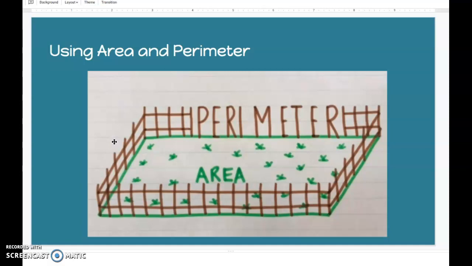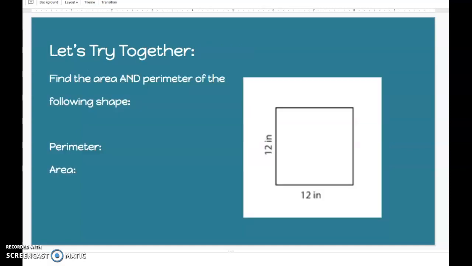Today we're going to work on solving perimeter and area for rectangular shapes. Let's practice one together. Take a minute and pause the video. And when you do, I want you to practice finding the perimeter and the area of the following shape. When you're ready, press play.